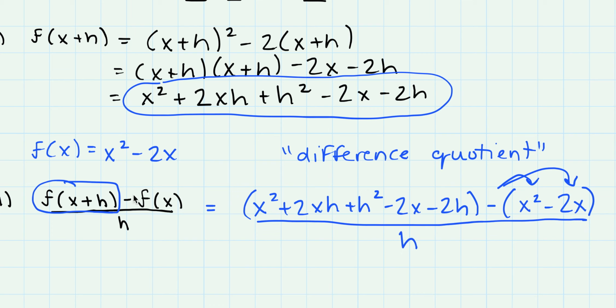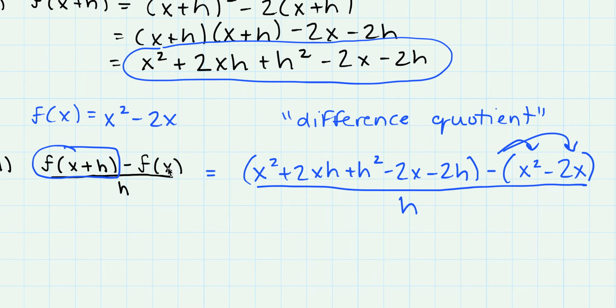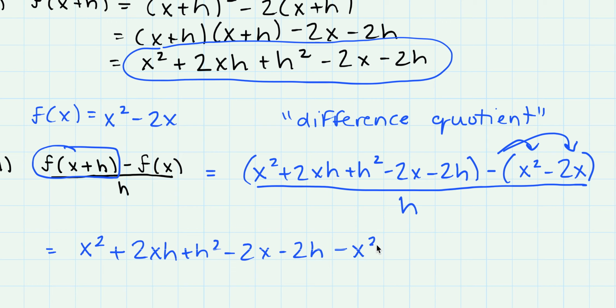So this piece is here, this piece is here, and then we divide by h. I'm going to clean this up. I'm going to distribute this negative, so I get x squared plus 2xh plus h squared minus 2x minus 2h minus x squared plus 2x.